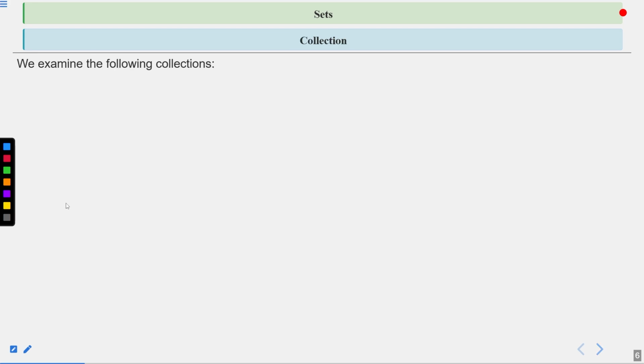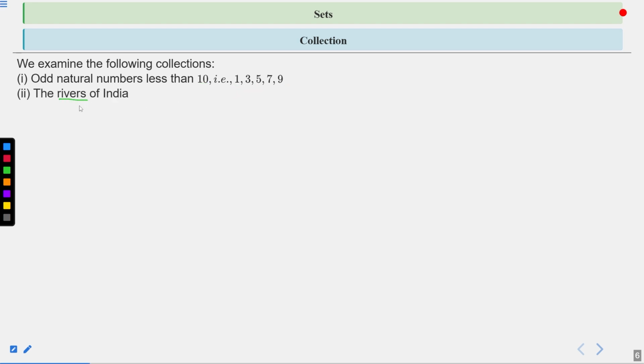Starting with collection. So what is collection? We will examine the following collections. First, odd natural numbers less than 10. If someone says give me odd natural numbers less than 10, you can easily say 1, 3, 5, 7, 9 are natural numbers which are less than 10 and they are odd. Okay, so far so good.